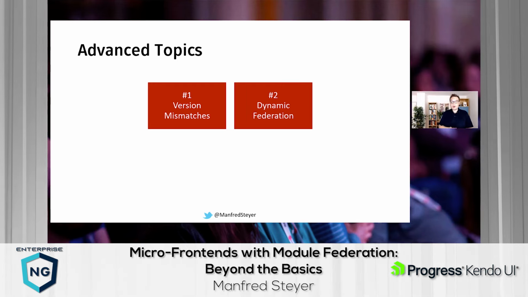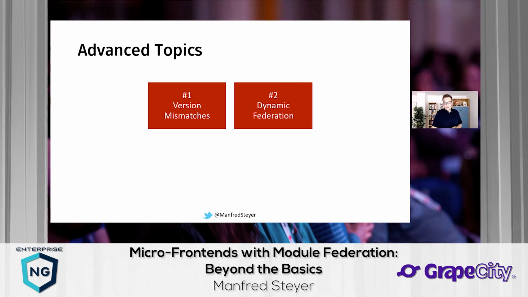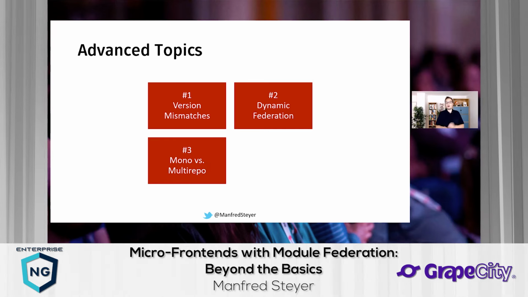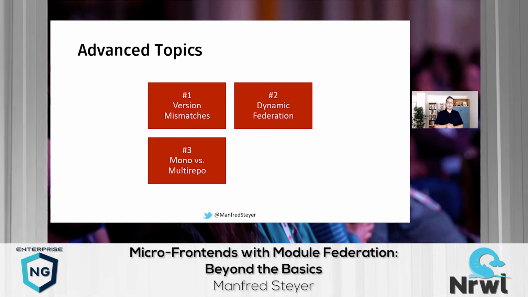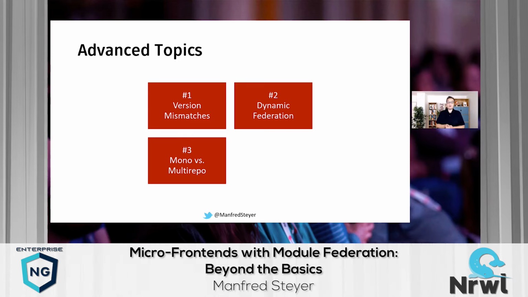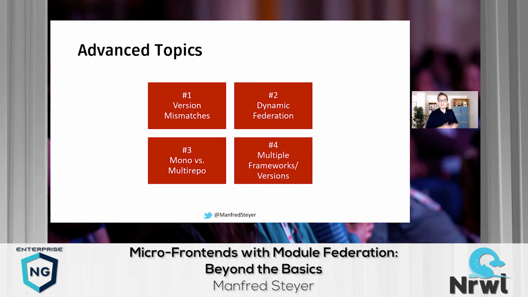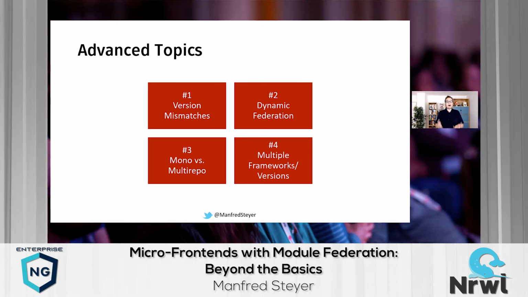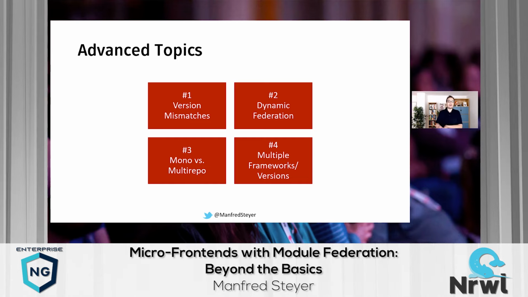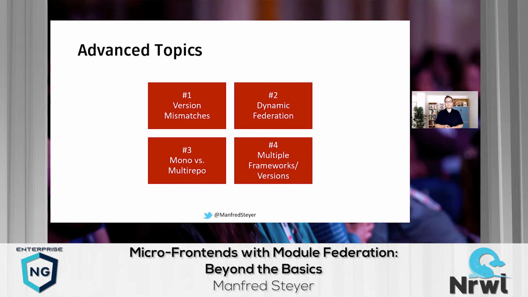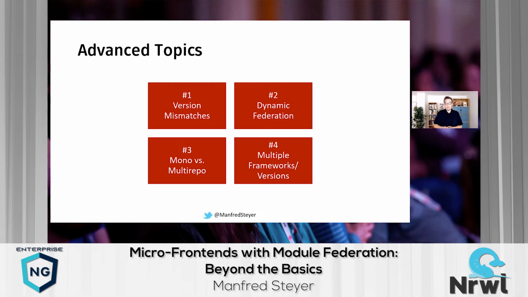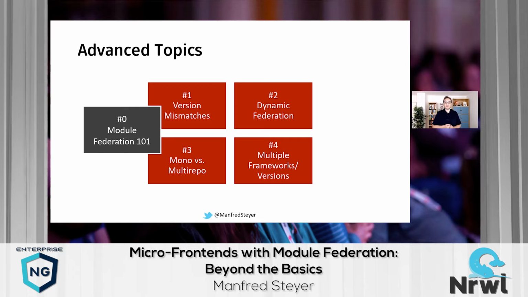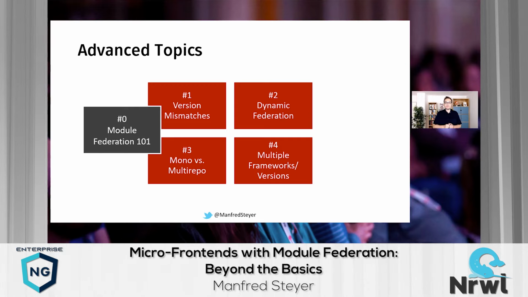I'm also going to talk about dynamic federation, and I will discuss the advantages and disadvantages of mono and multi-repos for micro-frontends. And finally, I'm going to talk about my good old friend, the Frankenstein monster, about Frankenstein architectures, where you combine different frameworks and/or framework versions. By the way, to get everyone into the boat, I will start with a short primer into module federation. Only 2 or 3 slides.